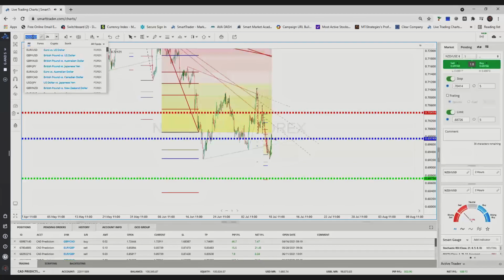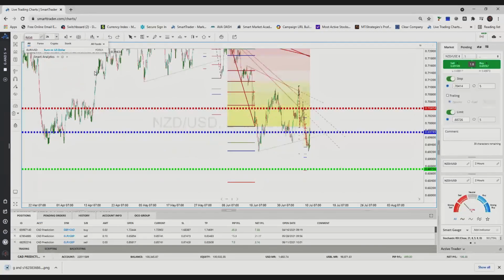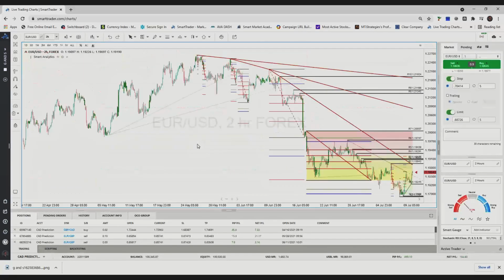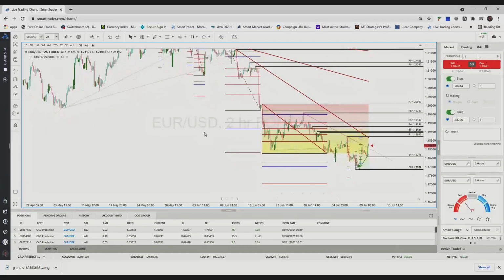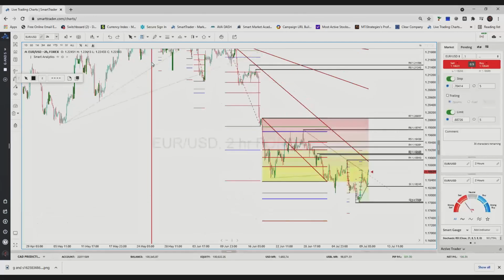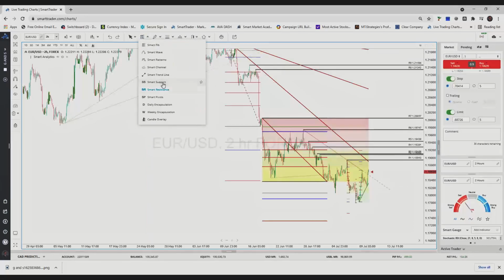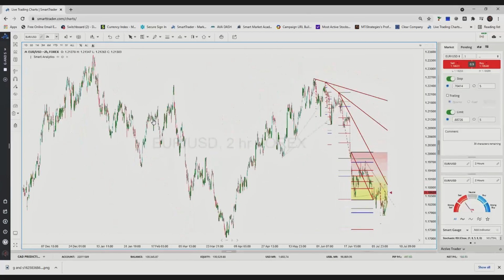Let's check out the euro. Everybody loves the euro. The world's most traded instrument. This is a fun one. And Smart Analytics is kind of showing me a little bit more action on this one. I'm going to get rid of the smart resistance I think that we've got on here. Get rid of this stuff. I want a little bit more latitude on what we can see here.